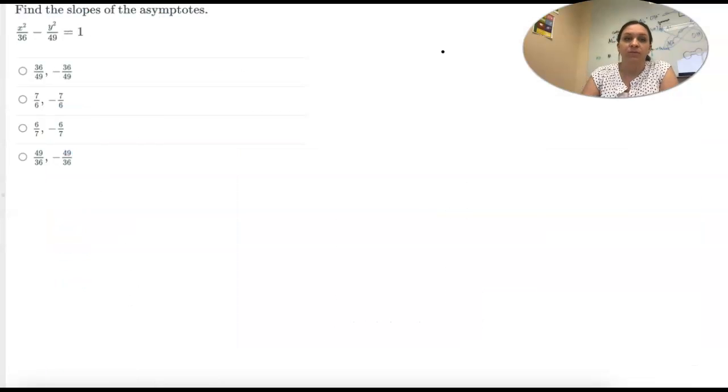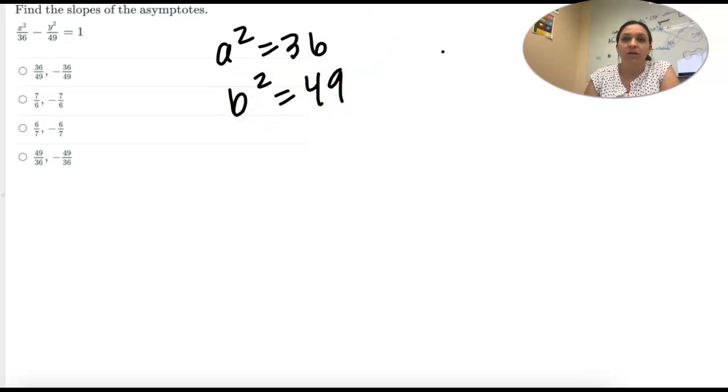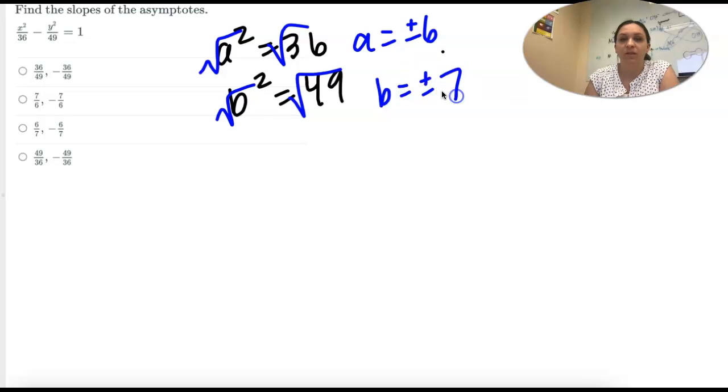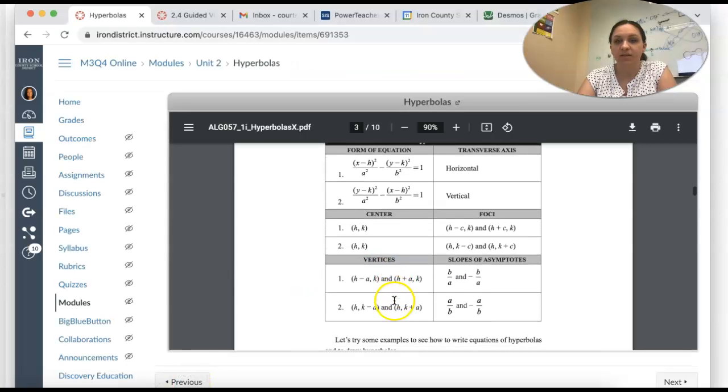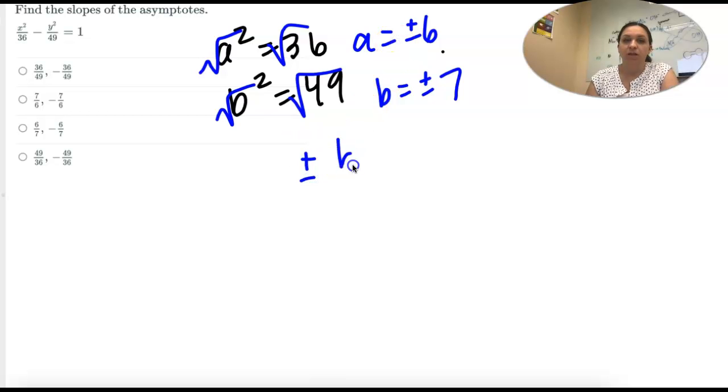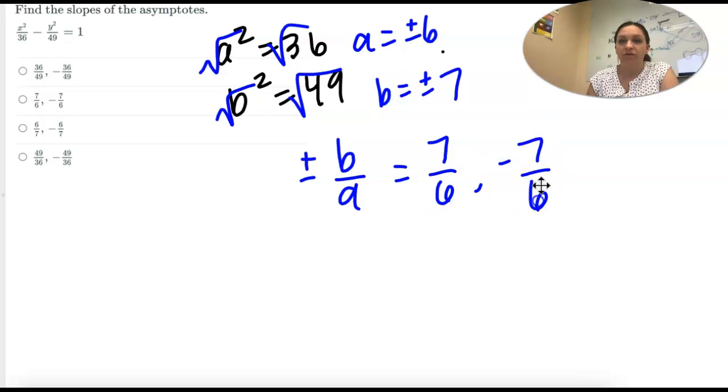That's a squared. So for us, a squared is 36 and b squared is 49. So that would make a plus or minus 6 and b plus or minus 7. Okay, so when we're on the x-axis for the transverse axis, that means that b over a and negative b over a are the slopes. So plus or minus b over a. So 7 over 6 and negative 7 over 6.